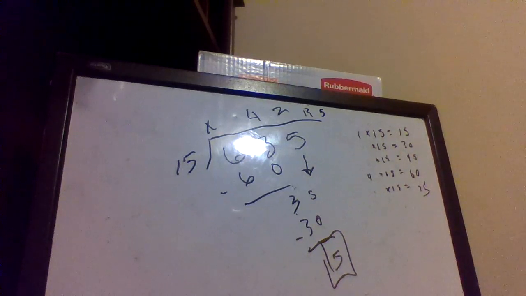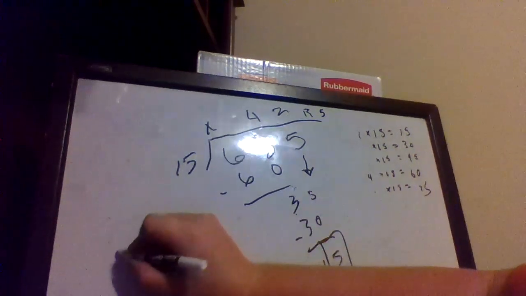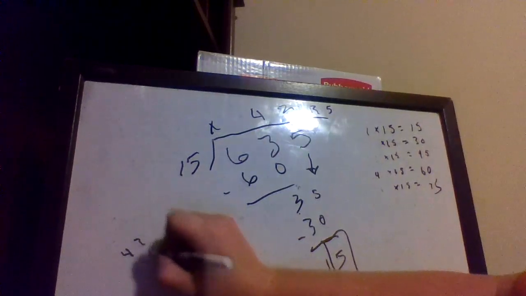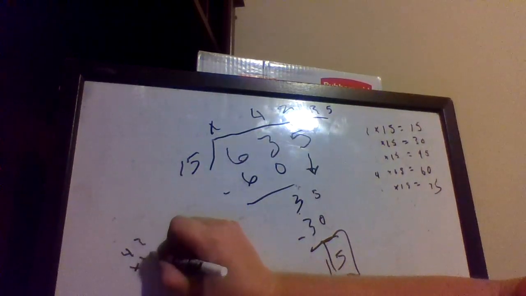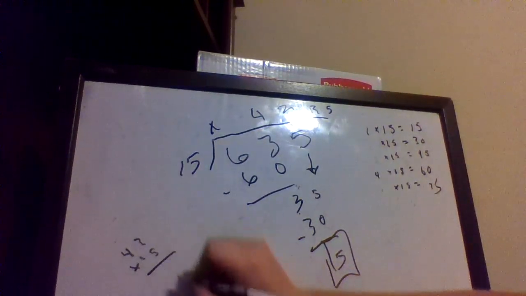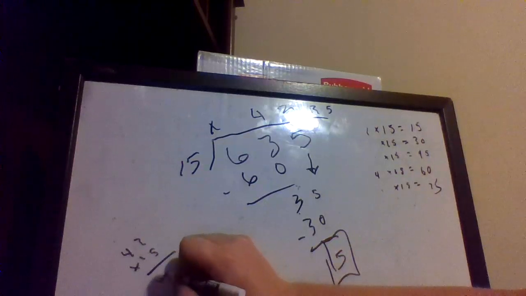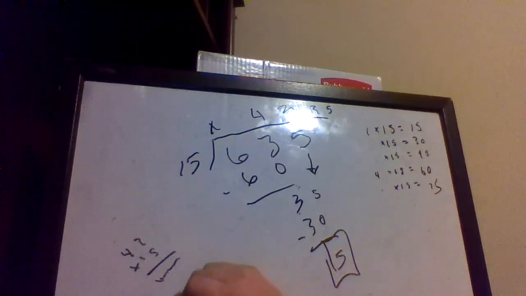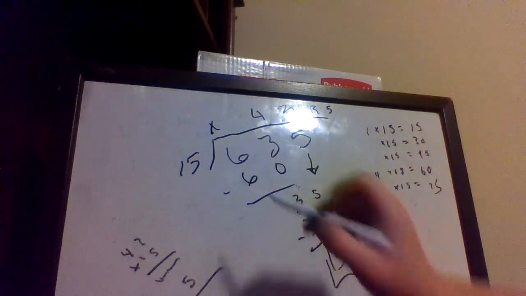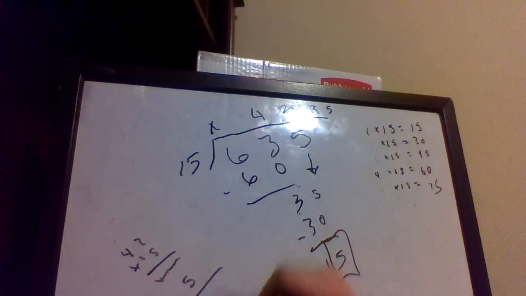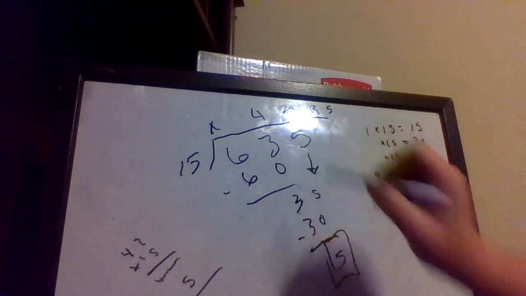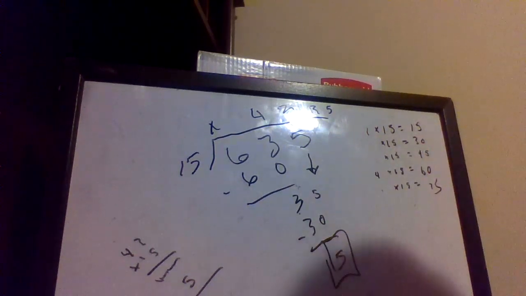And again, if we want to check, we multiply 42 times 15 equals whatever, plus 5, then as long as this answer equals what we have right here, we know we got it right.